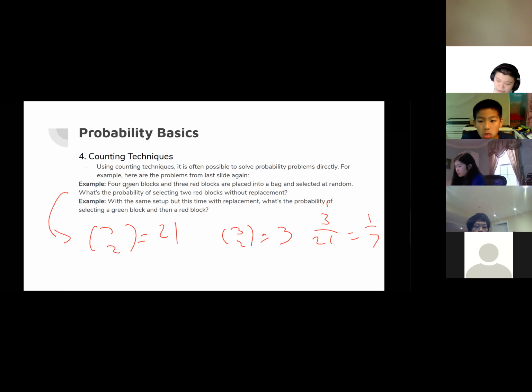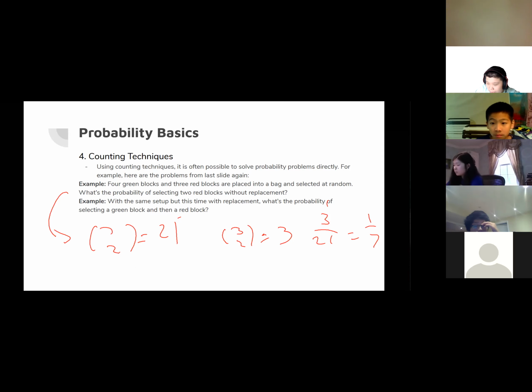And everyone just try the second one. This time use counting techniques. So we're choosing a green block and then a red block. Remember, just look at the number of ways you have in total, and then how many ways you have to choose these.